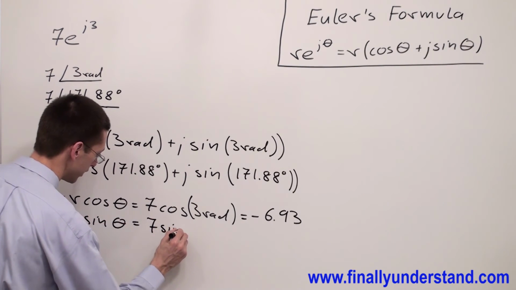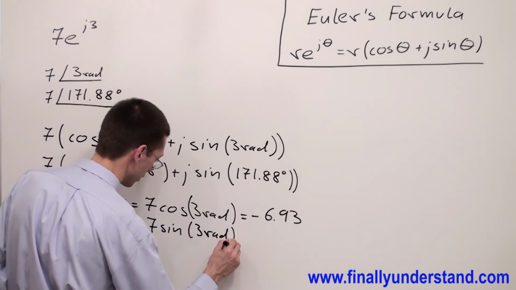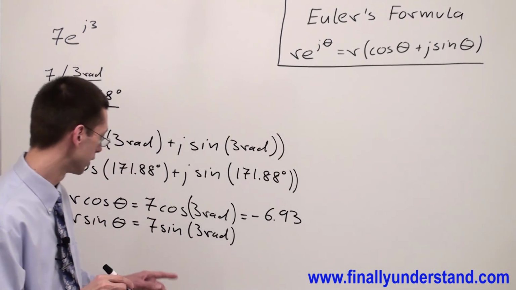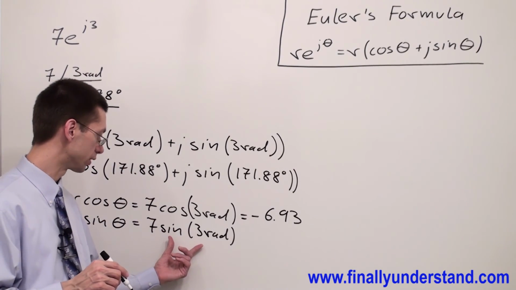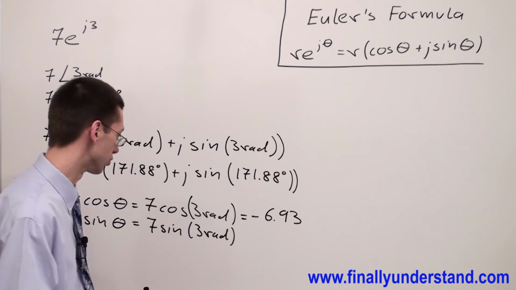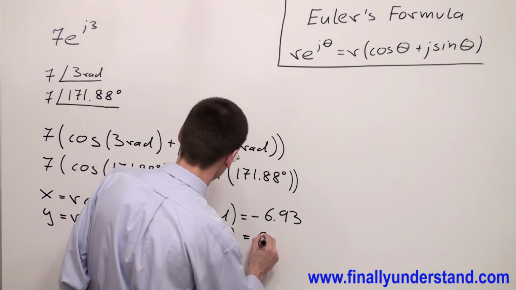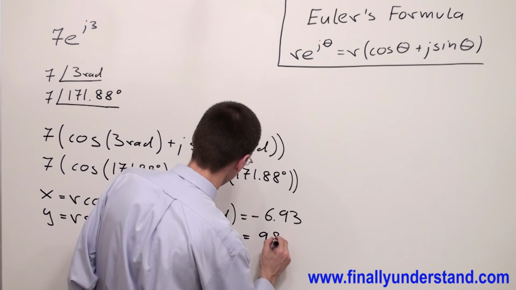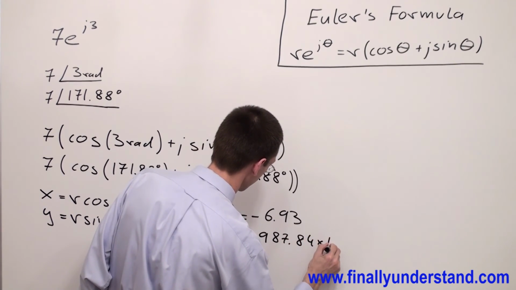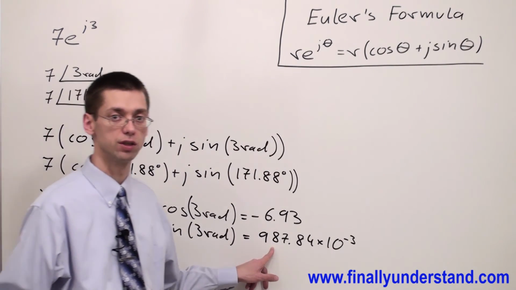If you want to find the y component, or imaginary part, we have r sine theta, which is equal to 7 sine of 3 radians. Remember, you have to switch your calculator to radians if you are going to calculate trigonometric functions with angles expressed in radians. And this is equal to 987.84 times 10 to the negative 3. I express my answer in engineering notation.